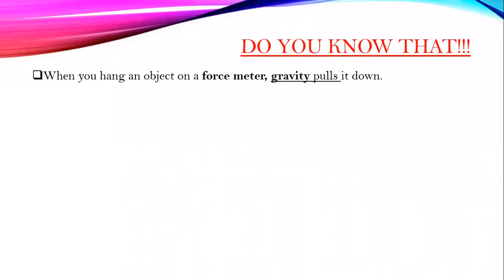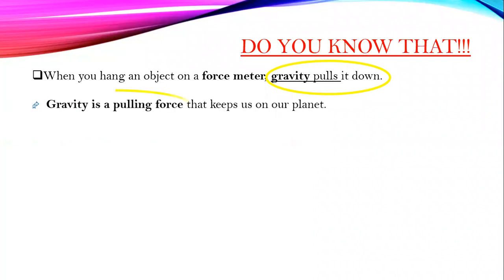Do you know that when you hang an object on a force meter, gravity pulls it down? Do you know what gravity is? Gravity is the pulling force that keeps us on our planet. Why don't we fly off our planet? Why do we stay stable on the ground of our Earth? Due to gravity. Because gravity is a pulling force, which usually pulls us down to keep us on the ground.